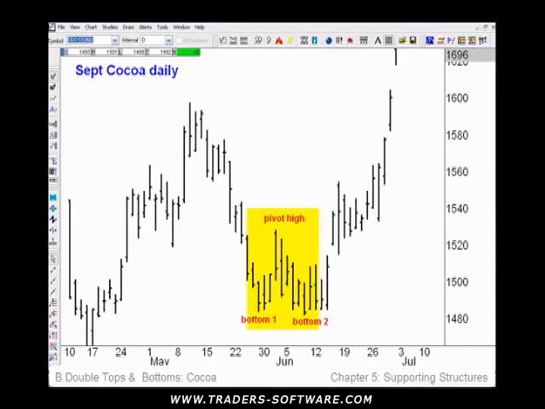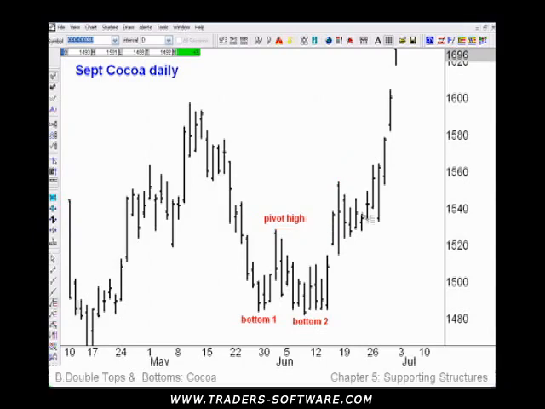Here we can see a double bottom in the September Cocoa daily chart, with the second bottom a little bit lower than the first. When it gets confirmed right about here, it follows with an outside bar giving you a semi-pivot low. Then it works its way higher. Now you can do time range comparison in a series, and you can see that the time range is getting narrower right about there, which is good if you're thinking about shorting.